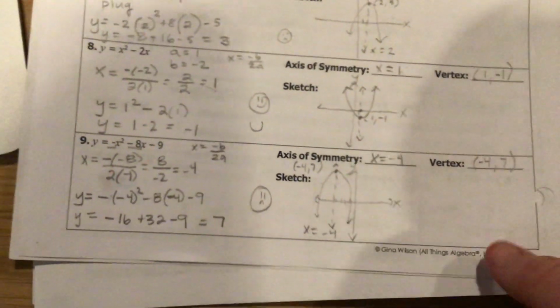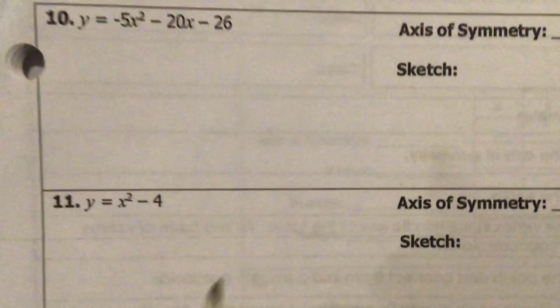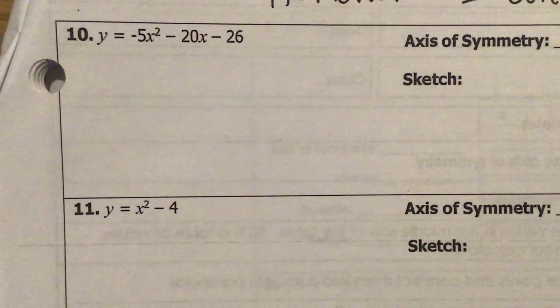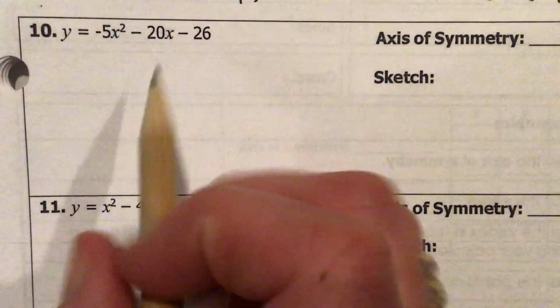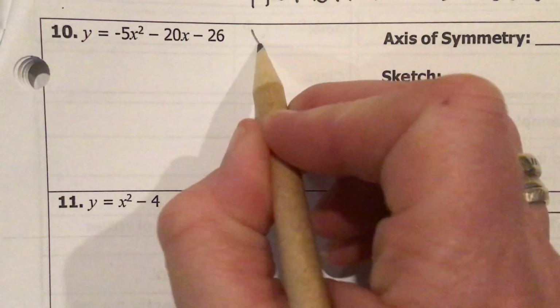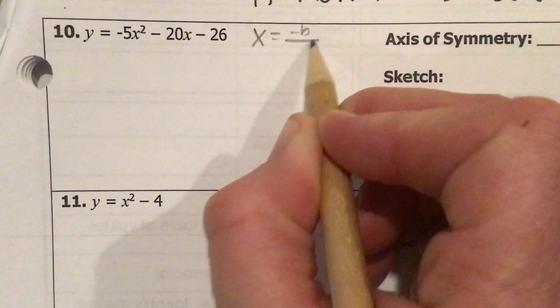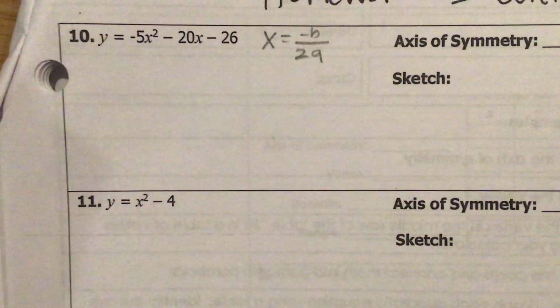Okay, so I'm going to scroll to the back. And here we go. Let's look at number 10 together. So I like to keep writing that x equals negative b over 2a. I think that's right. Hopefully you can check, see if I'm right.